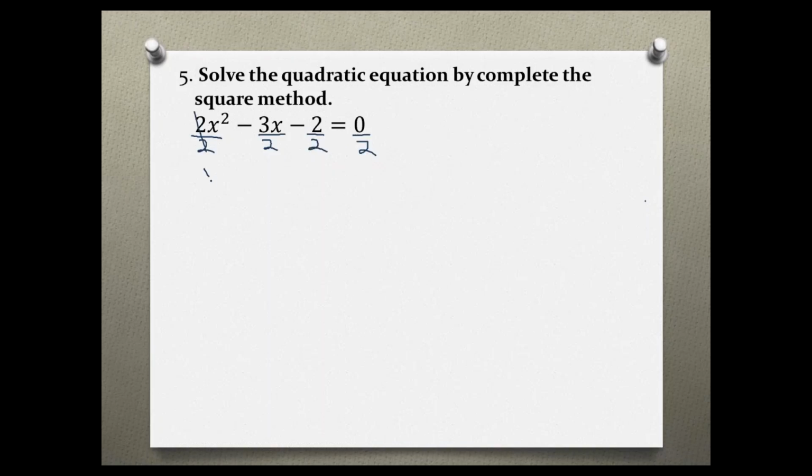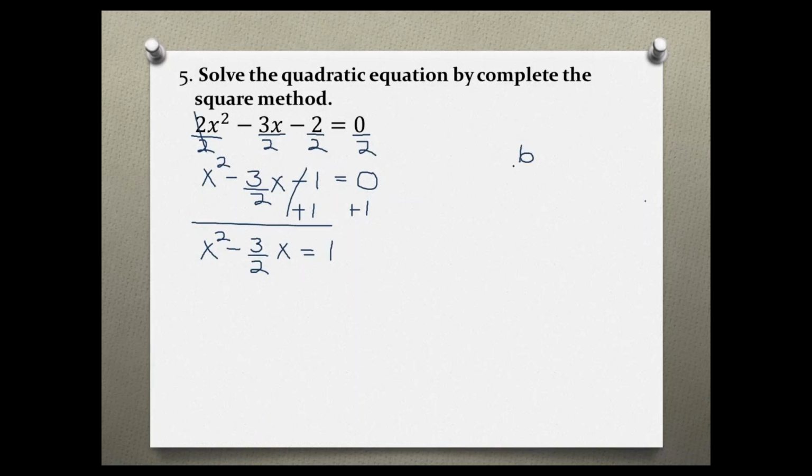So the 2 cancels out, and we're left with x squared. This stays, I cannot reduce it, and negative 2 over 2 is negative 1, and 0 divided by 2 is 0. Then the second step is that we only need the first two terms, so we move the 1 to the other side by adding 1. So x squared minus 3 over 2x is equal to 1.